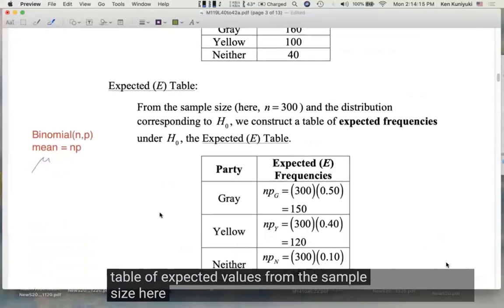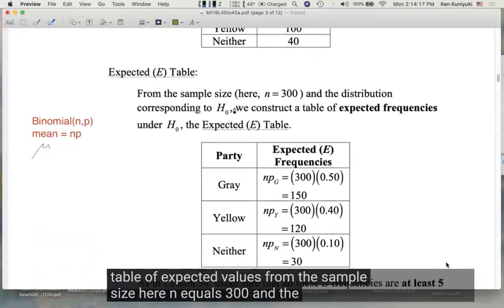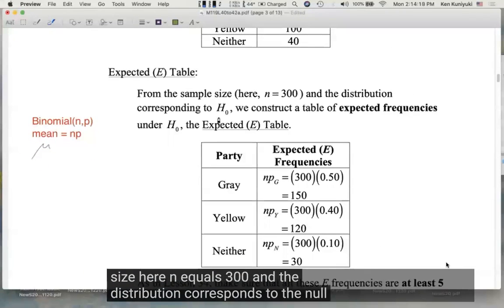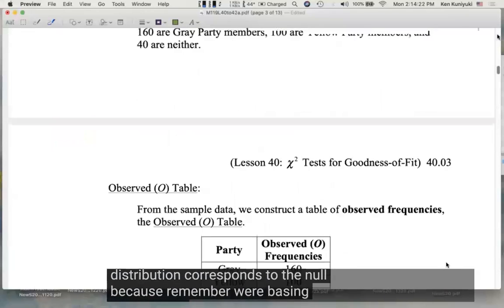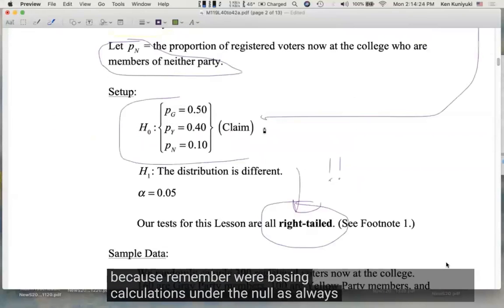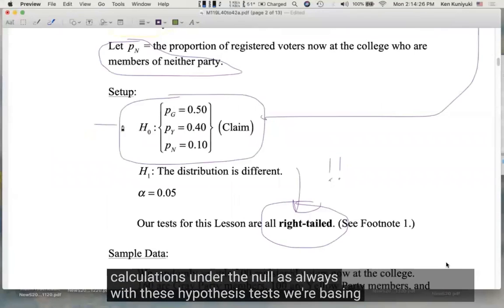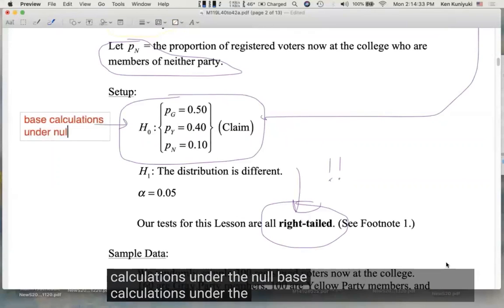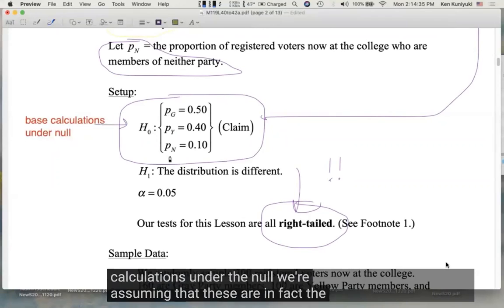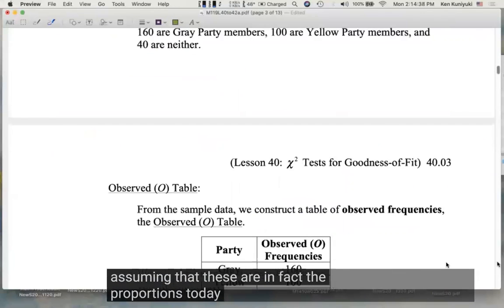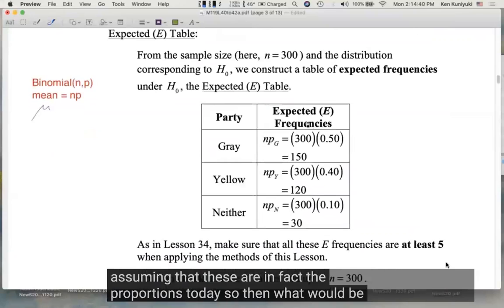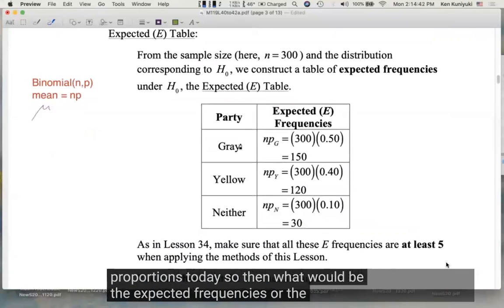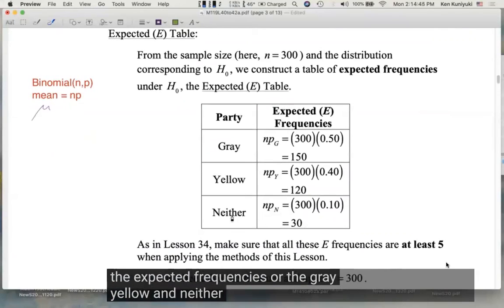From the sample size, here n equals 300, and the distribution corresponding to the null, because remember, we're basing calculations under the null. As always with these hypothesis tests, we're basing calculations under the null. We're assuming that these are in fact the proportions today. So then what would be the expected frequencies for the gray, yellow, and neither party situations?